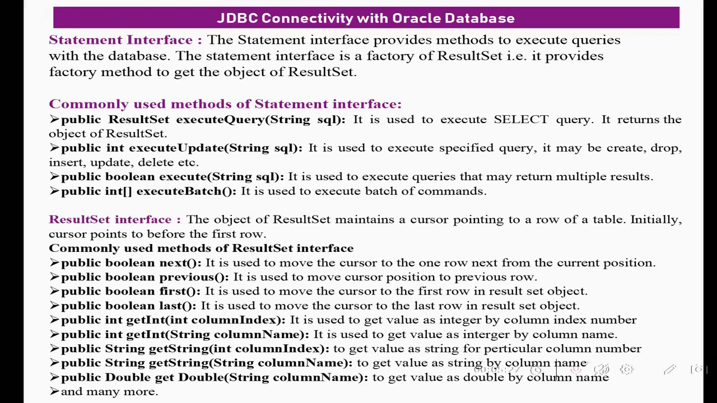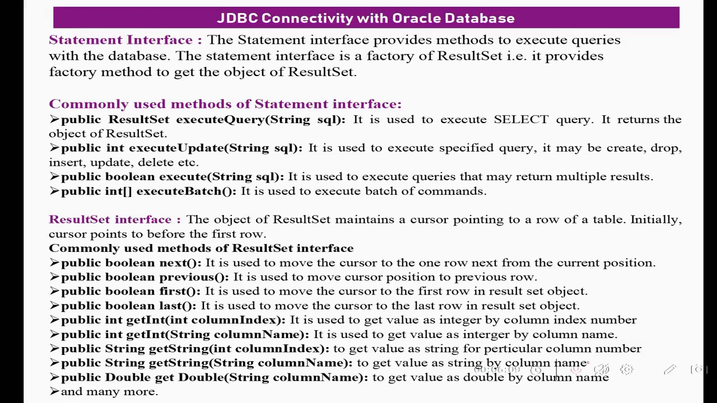Now let's understand the commonly used methods of the ResultSet interface. Public boolean next(). It is used to move the cursor one row next from the current position. Now the next is public boolean previous(). It is used to move the cursor to the previous row from the current position. Now the next method is public boolean first(). It is used to move the cursor to the first row in the ResultSet object. Same, last(): it is used to move the cursor to the last row in the ResultSet object.